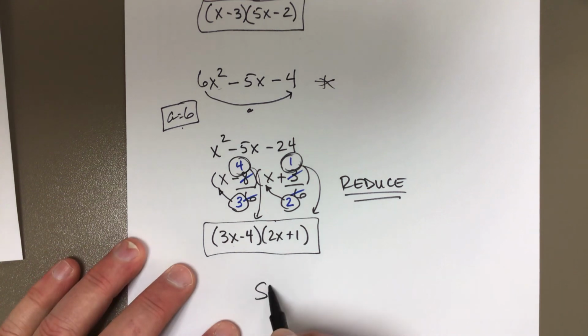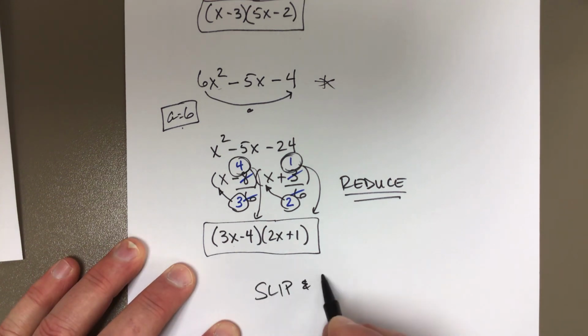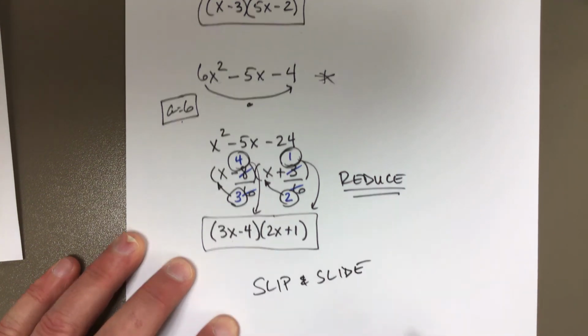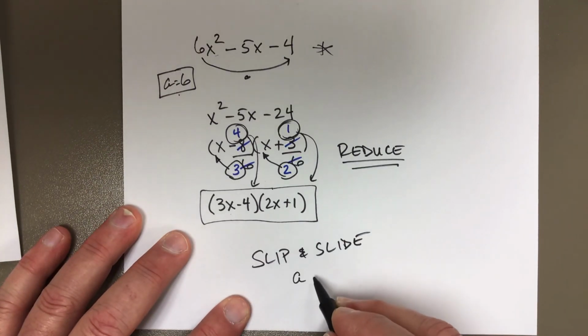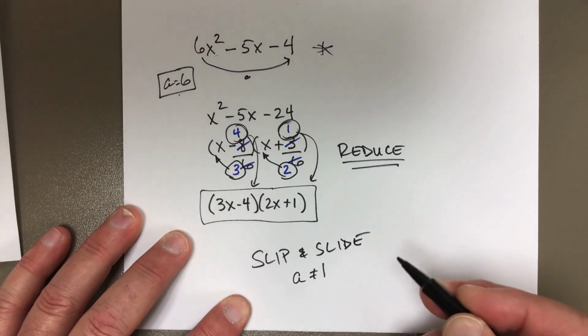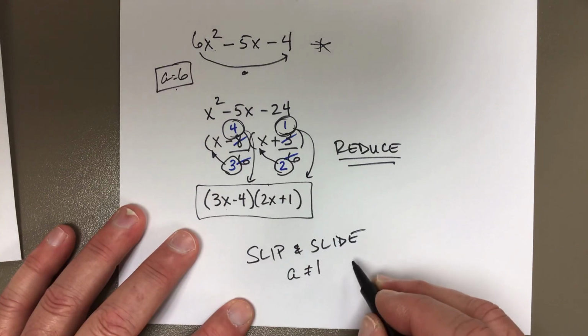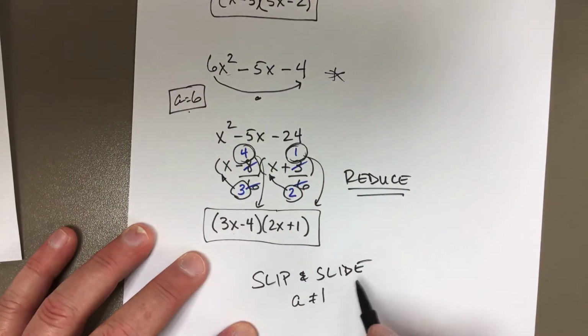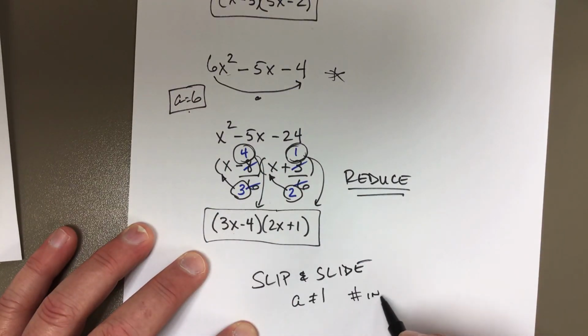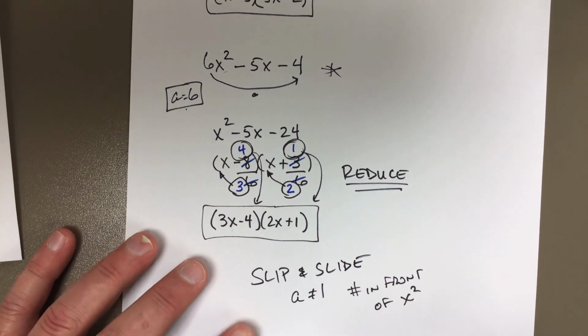This is called the slip and slide. And we do this when a is not 1, right? When a is not 1. So that means there's a number in front of the x squared. A number attached in front of x squared. That's what you're going to look for, all right?